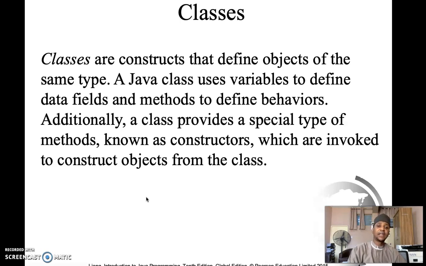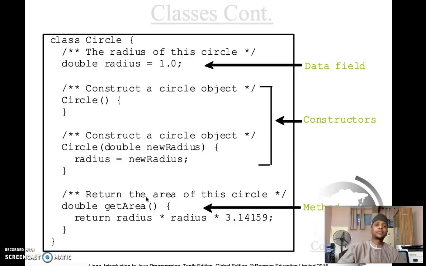In addition, a class provides a special type of method. This method is called a constructor. We can have different constructors in a class, which are also invoked to construct objects from the class. If you have a class circle, we can have different constructors in that class to construct objects of that class.